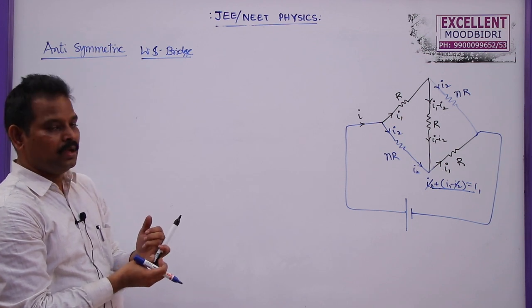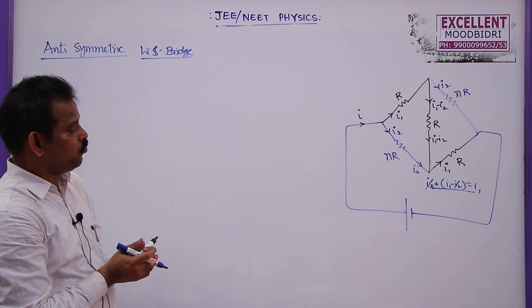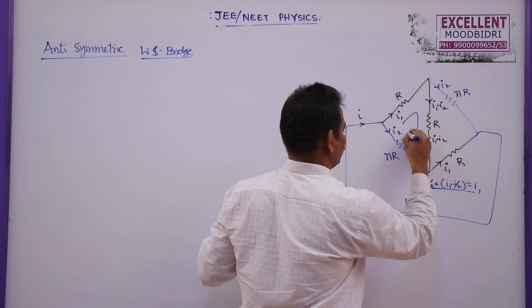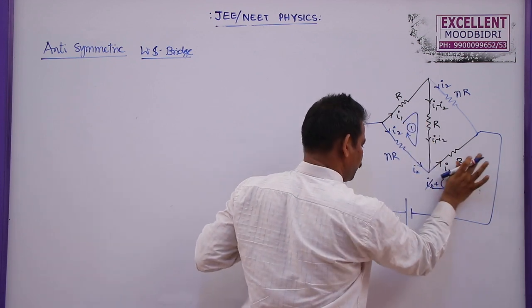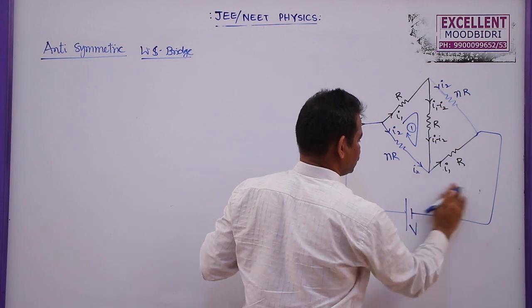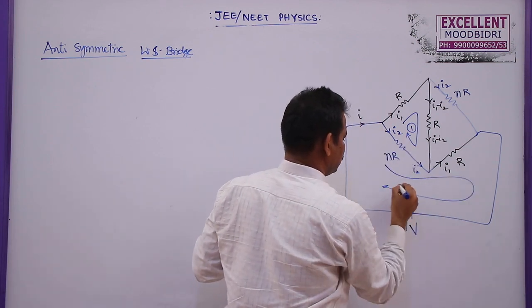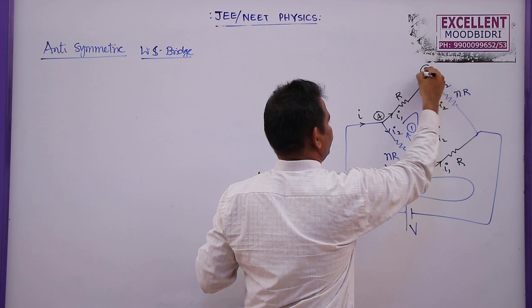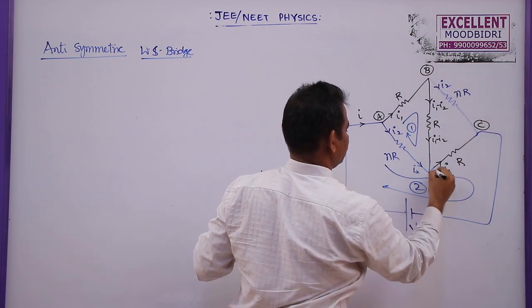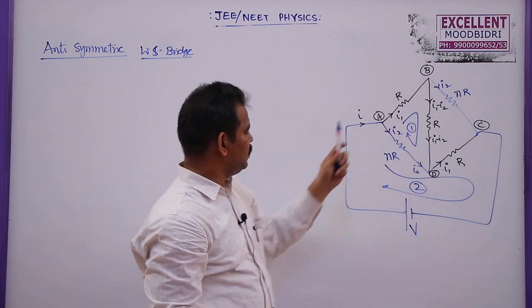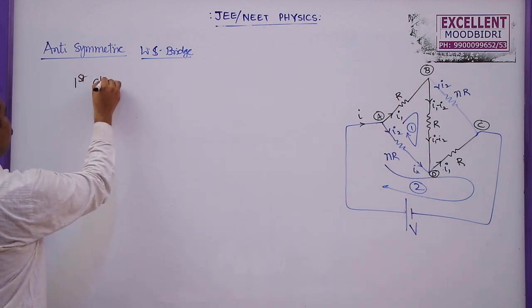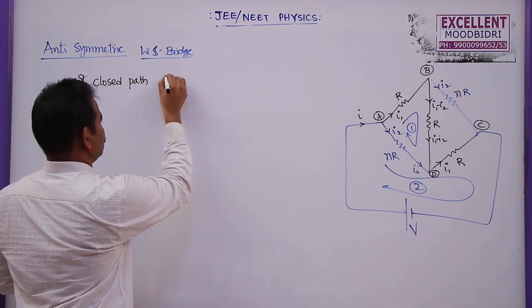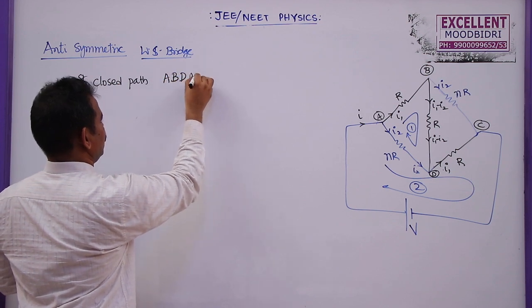If you know how to write this division of current, now we can apply Kirchhoff voltage law to find the effective resistance of this anti-symmetric Wheatstone bridge. So let me take this path as 1, and let me take one more path by using this potential as V. Why? Because we need total resistance. Let us say this path is 2. Now this is A, B, C, D. So the first closed path is A, B, D, A. We can apply Kirchhoff voltage law only for a closed path.